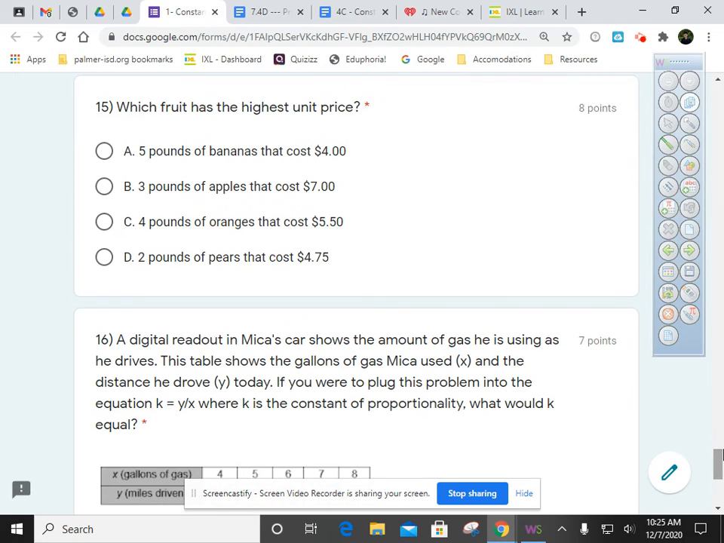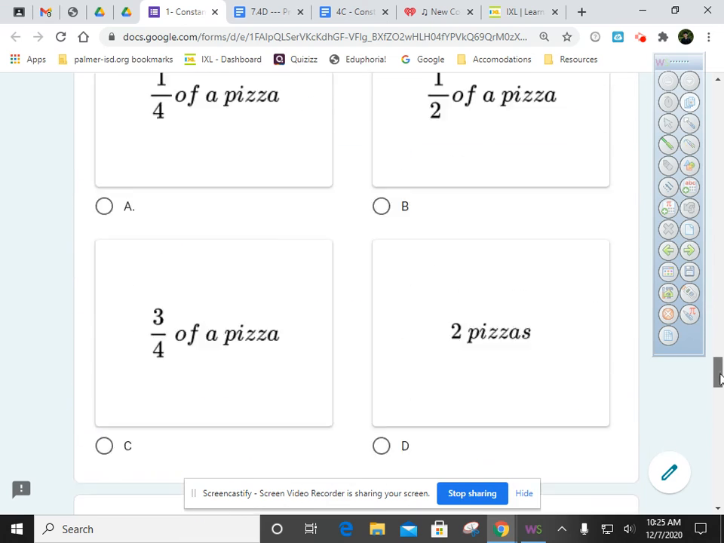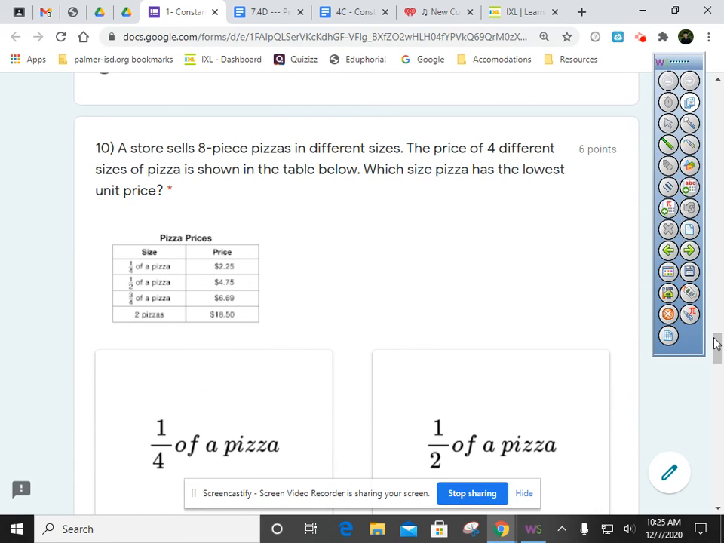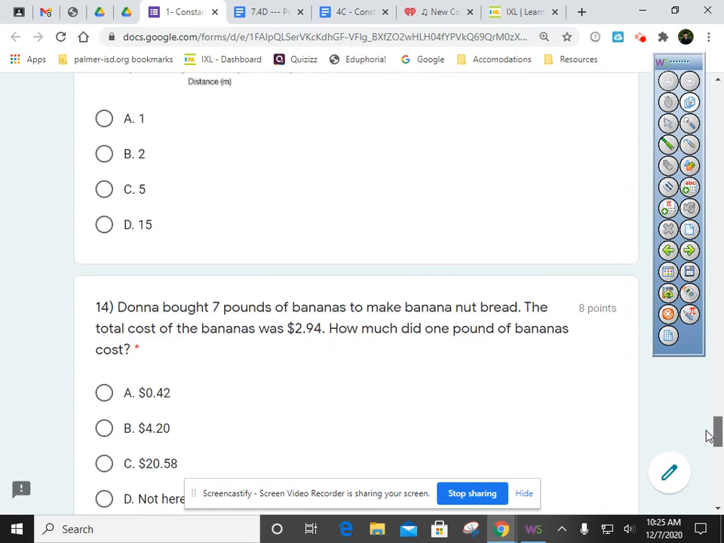Number 15. Which fruit has the highest unit price? A, 5 pounds of bananas that cost $4. B, 3 pounds of apples that cost $7. C, 4 pounds of oranges that cost $5.50. D, 2 pounds of pears that cost $4.75. This is just like number 3 and number 10.